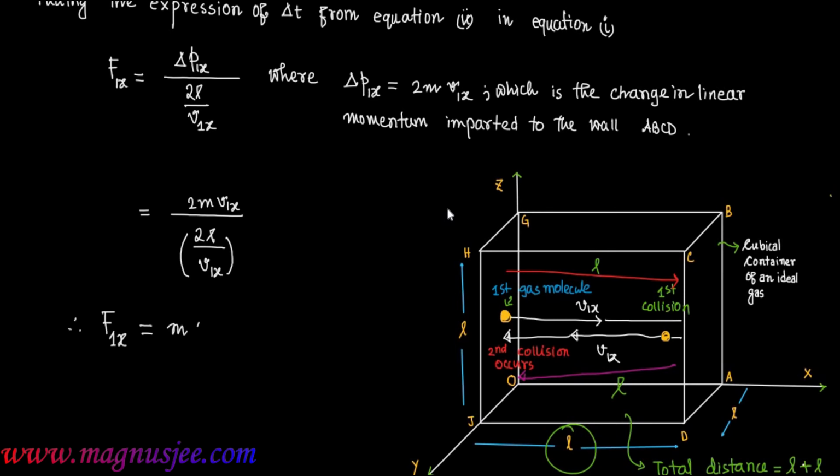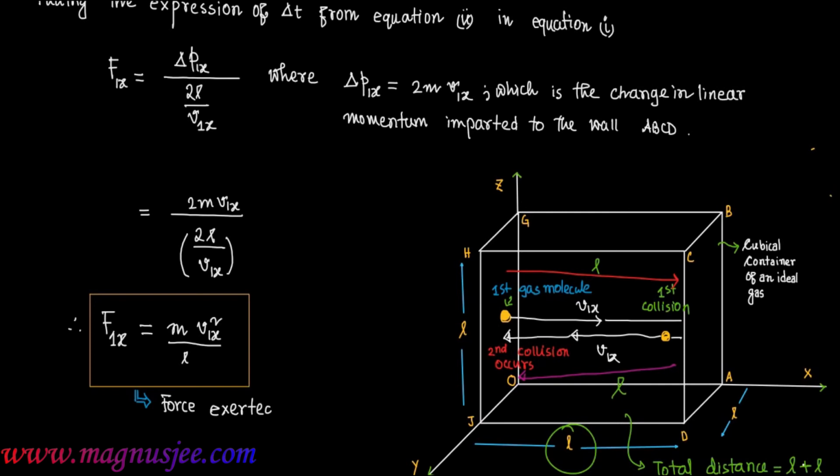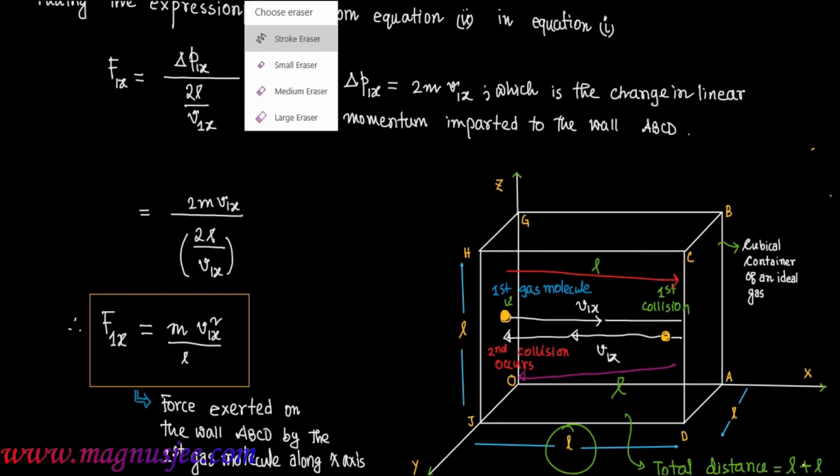So finally we get F1x is equal to m v1x squared divided by L, where L is the length of each side of the cubical container. F1x is equal to m v1x squared divided by L, which is the force exerted on the wall ABCD by the first gas molecule as it undergoes the first elastic collision with this wall along x-axis.